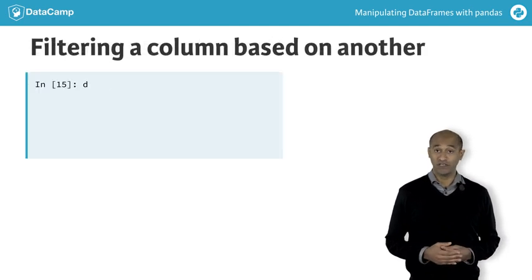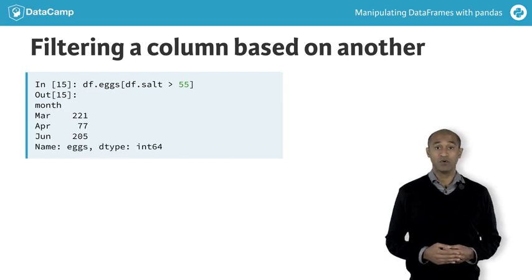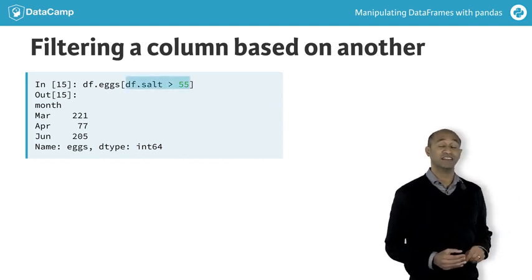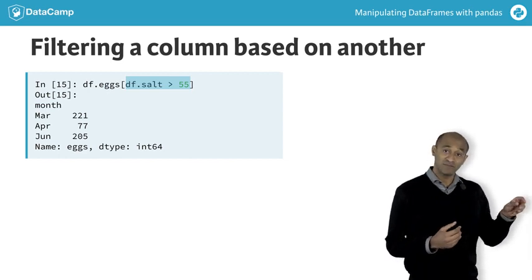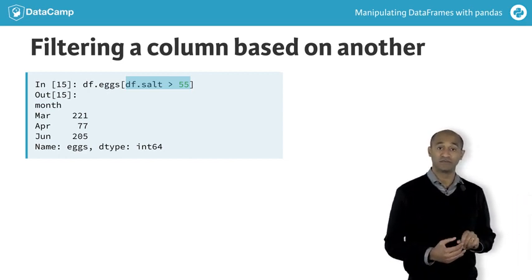Filtering can be powerful when used to assign values. We might select the egg sales for those months in which the salt sales are high. Explicitly, we extract the eggs column from df and filter the indices where the corresponding entry of the salt column is larger than 55. The result is a series subselected from the eggs column.